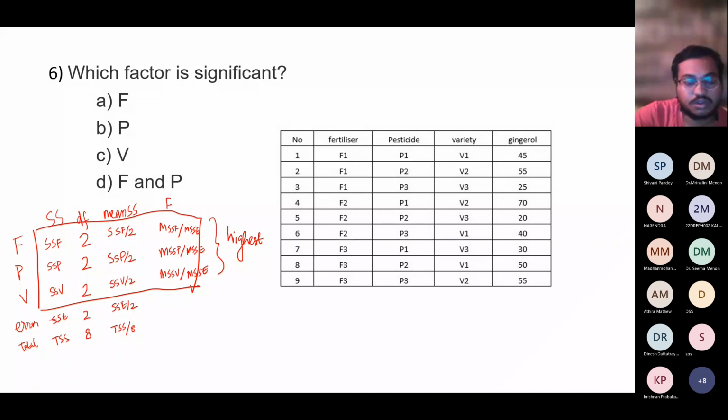Is that clear? Yes. Yeah. So for calculating the sum, sorry. Yes, sir, I understand. Yeah, can you repeat?